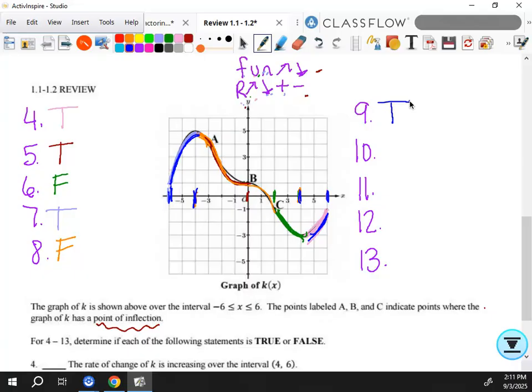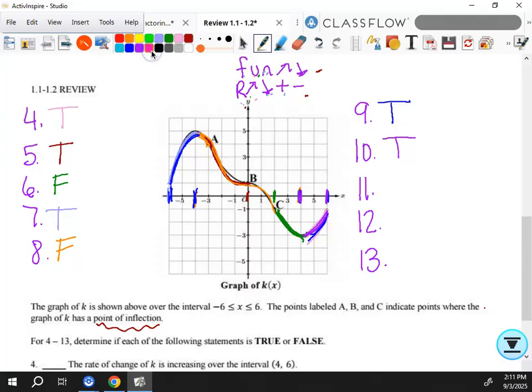10. K is negative and increasing over the interval from 4 to 6. All right, so from 4 to 6, is the function negative? Yes. Okay, so that first part's good. Is the function increasing? Yes. So then that's true because both parts are true.